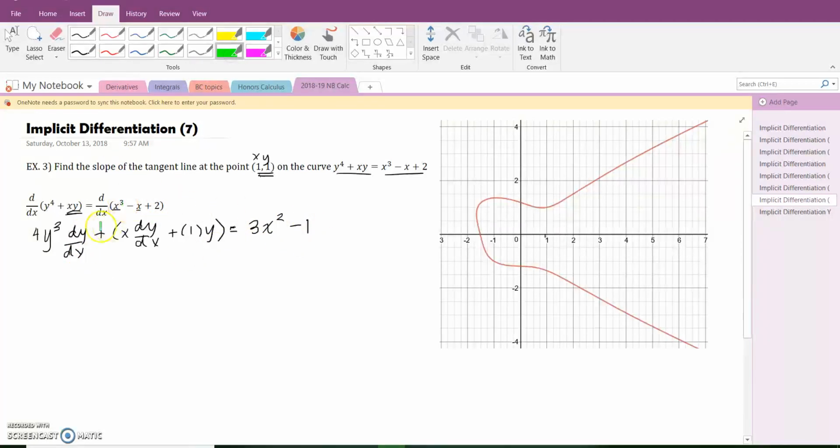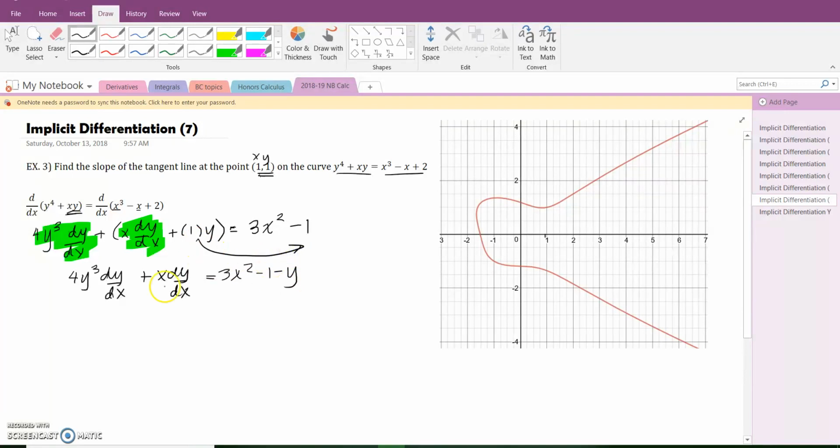I have two dy/dx terms again, so I need to get this term and this term together on one side. I'm going to move everything else to the other side. So these can stay. I'm going to move the y to the other side. So I'm going to subtract this y. It has to go. Then I'm going to factor out, and then I'm going to divide.